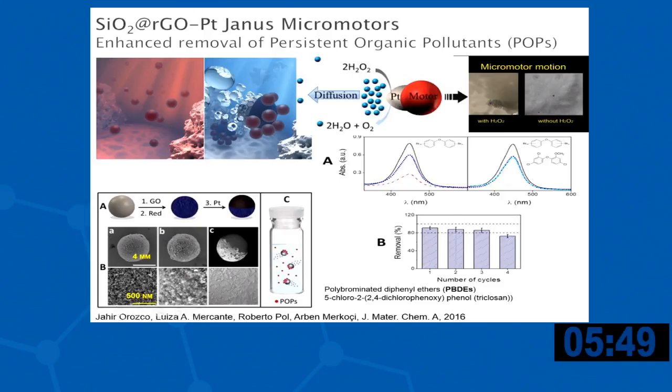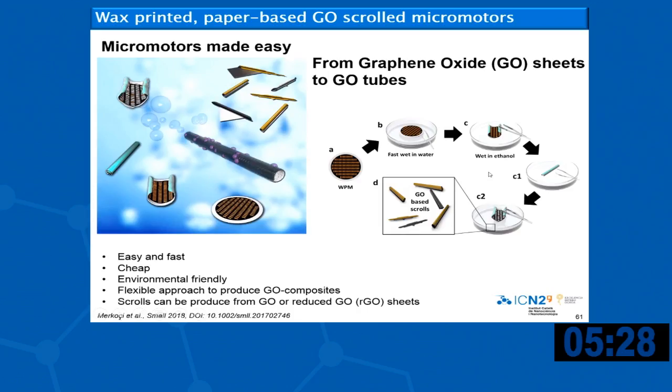So let me see here, there is a video. Just to see the differences in the case of the motor, the change of the concentration of this compound after removing it by this device. And finally, a device that is now produced by graphene.